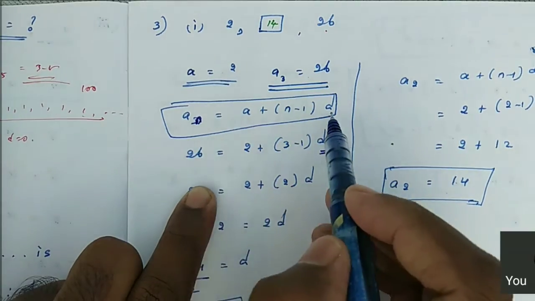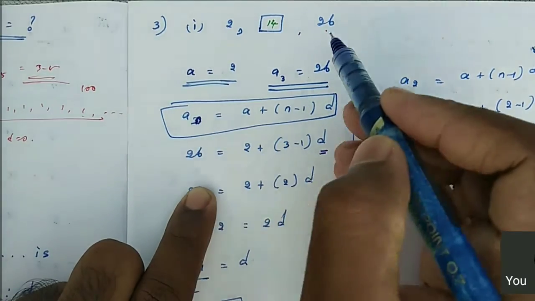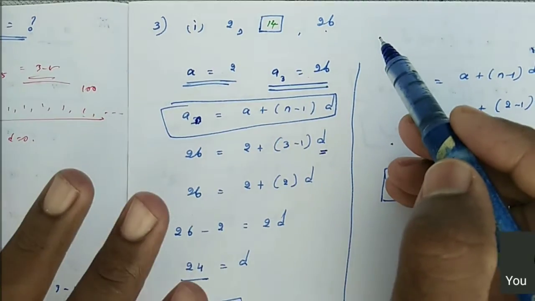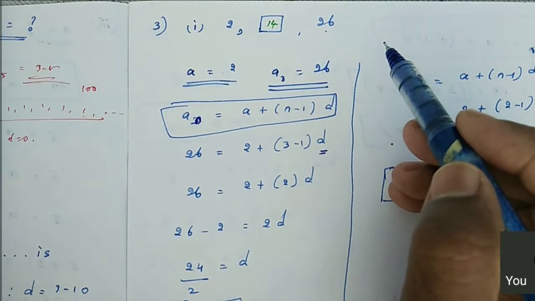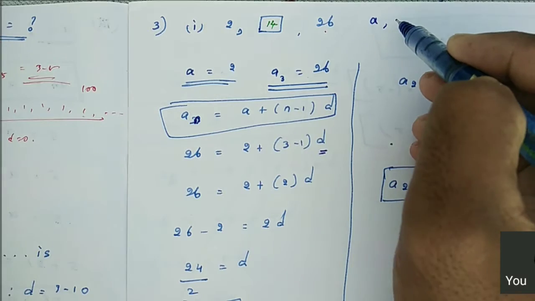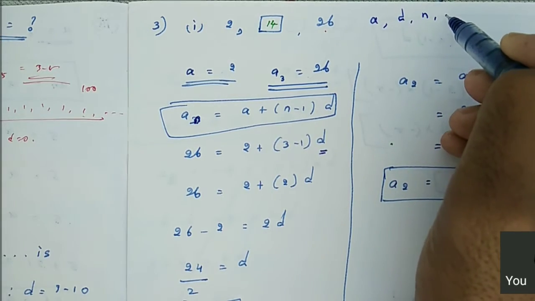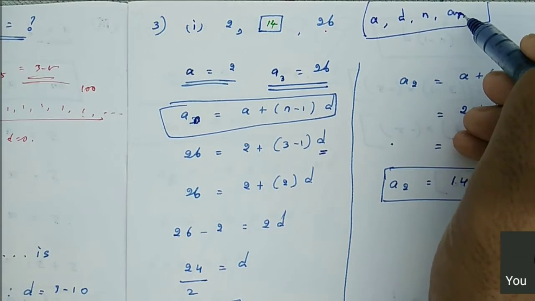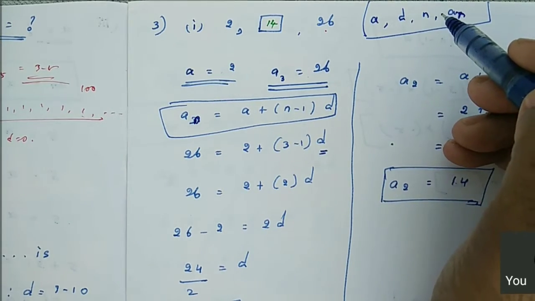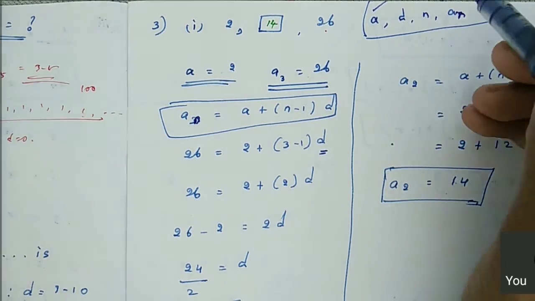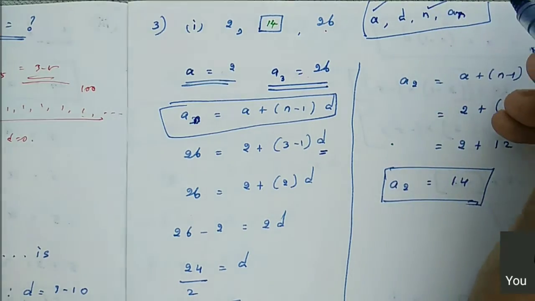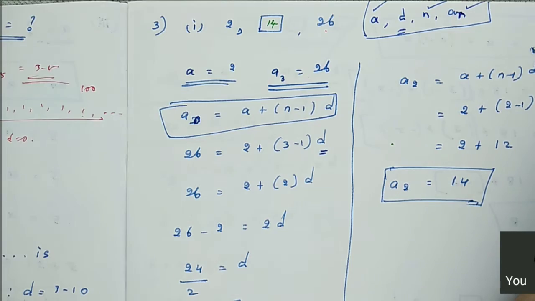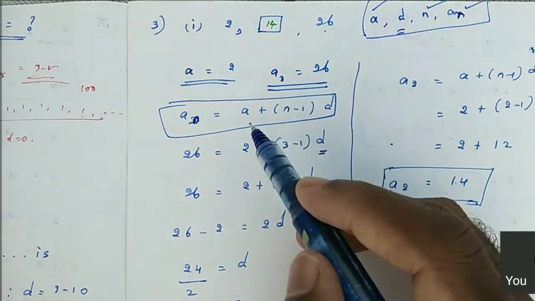Actually, in this arithmetic progression, I know this 26 and I know the a value. So when I want to find the nth term, I need to know four values. What are they? a, d, n, then an. In these four values, if they give any three values, I can easily find the remaining one, right? So here I have the a value, and I know the an value. Is it possible to find the d value or not? Yes, we can use the nth term formula.